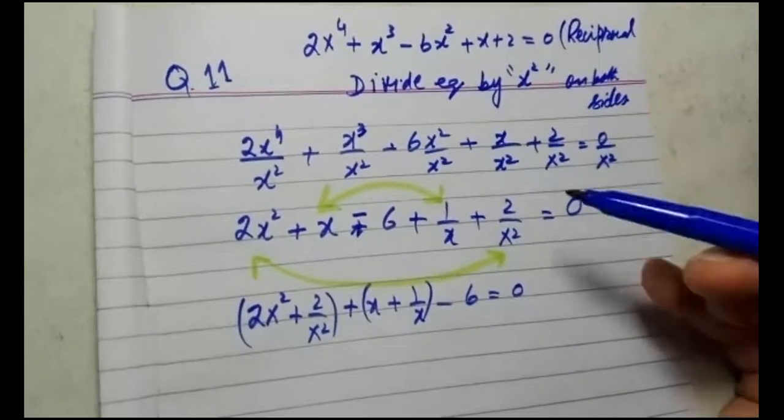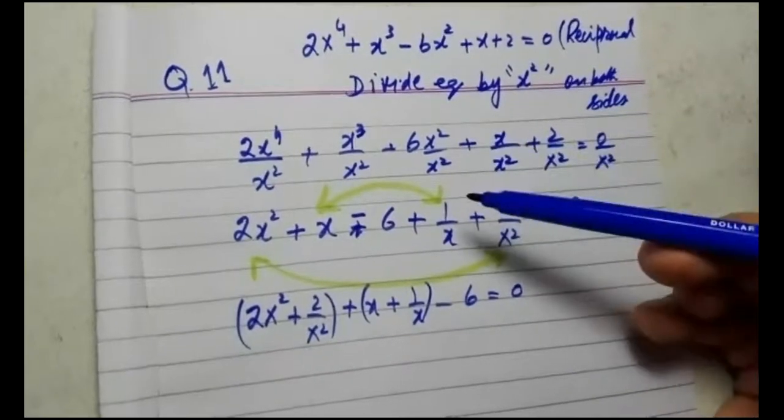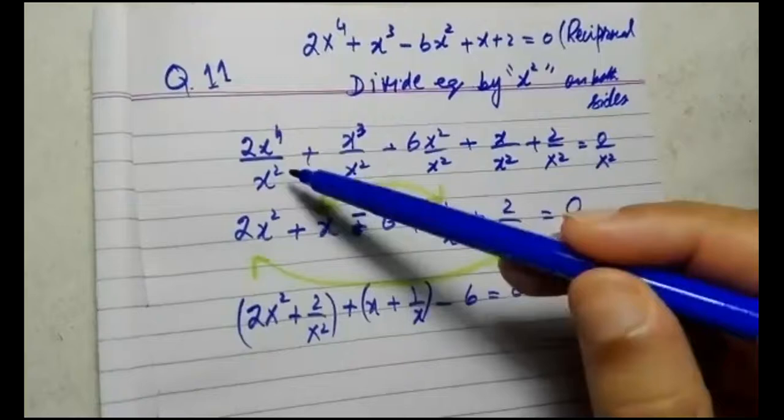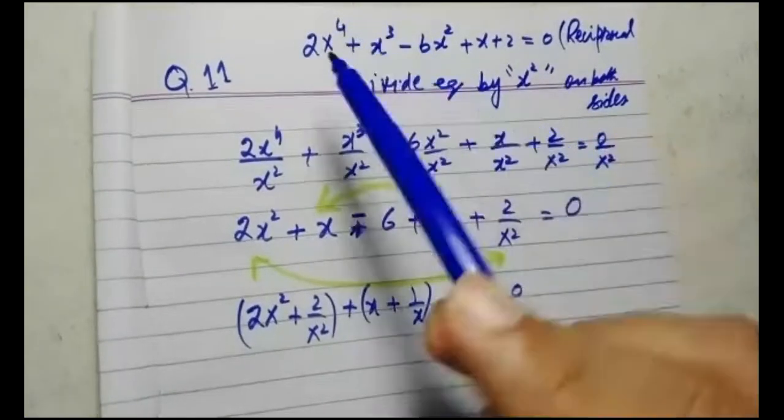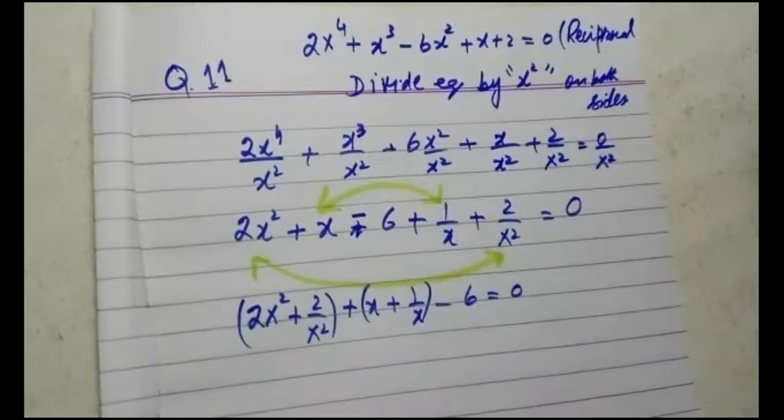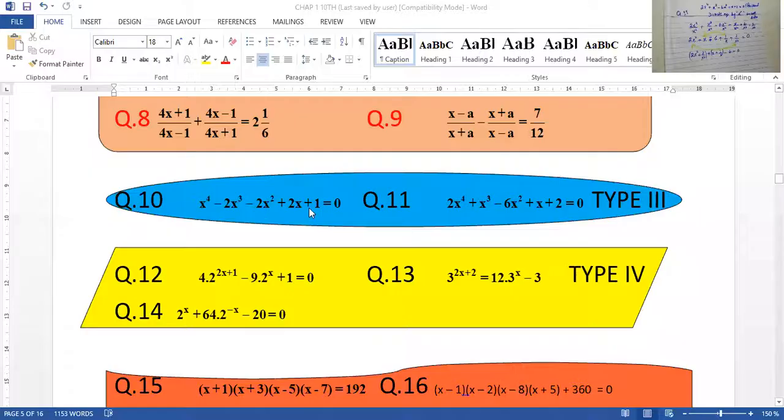It was only one step that I did, and I am telling you what we have done. Normally 2 questions are written there. Let me share them once again. These are the 2 questions, 10 and 11. These are the reciprocal type of equation. So I am talking about question number 10.